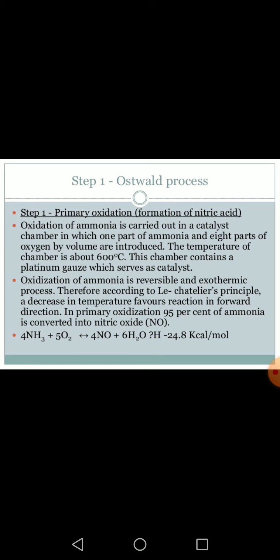Step 1, Ostwald process: primary oxidation, formation of nitric oxide. Oxidation of ammonia is carried out in a catalyst chamber in which 1 part of ammonia and 8 parts of oxygen by volume are introduced. The temperature of the chamber is about 600 Celsius. This chamber contains a platinum gauze which serves as catalyst. Oxidation of ammonia is a reversible and exothermic process.